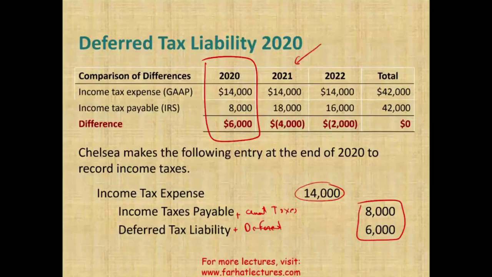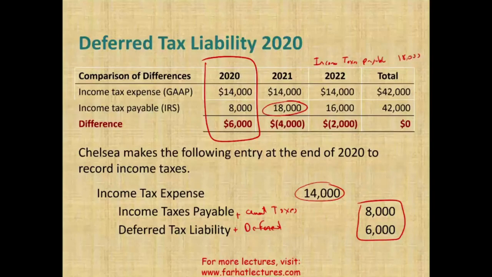All right, let me do the journal entry for 2021 for you. Again, how do you start? How do I start? Easy, simple. I start with income taxes payable. My income taxes payable is $18,000. This is the amount I have to pay to the IRS. So I'm going to credit income taxes payable $18,000.